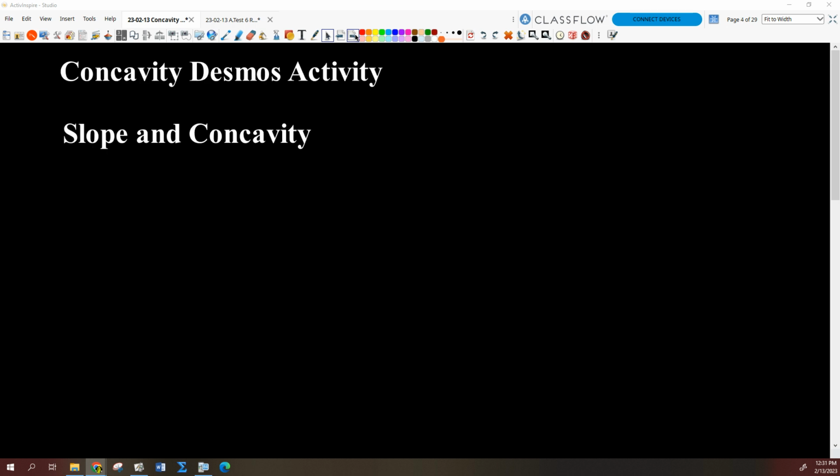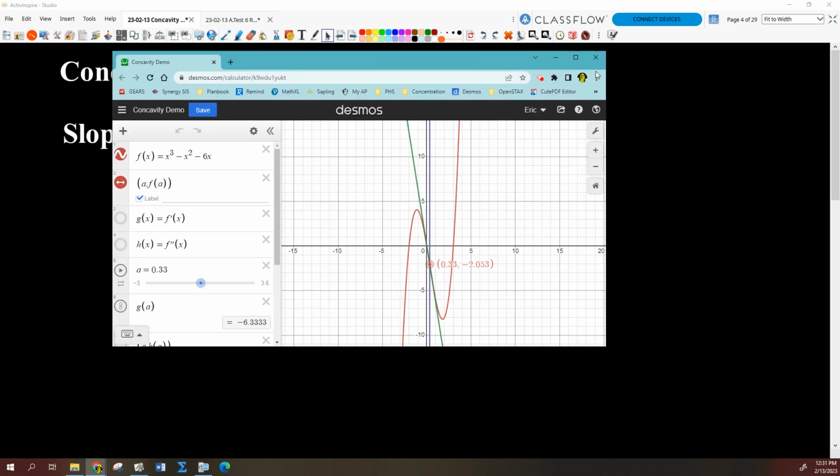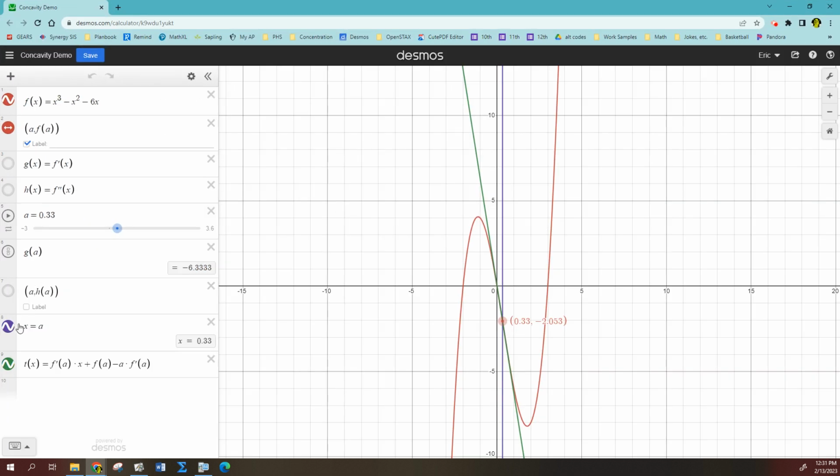All right, so let's see, I built some stuff here to help you visualize this. Hopefully this helps. Let's just take a polynomial function for a second. Let's just take this guy. So there's my polynomial, x cubed minus x squared minus 6. I can move along that function, and the coordinates of points on it are going to change.